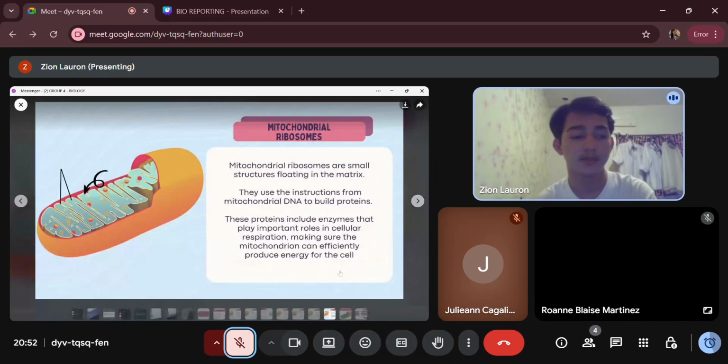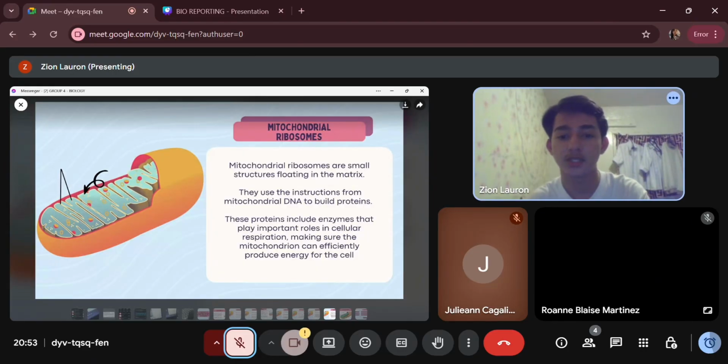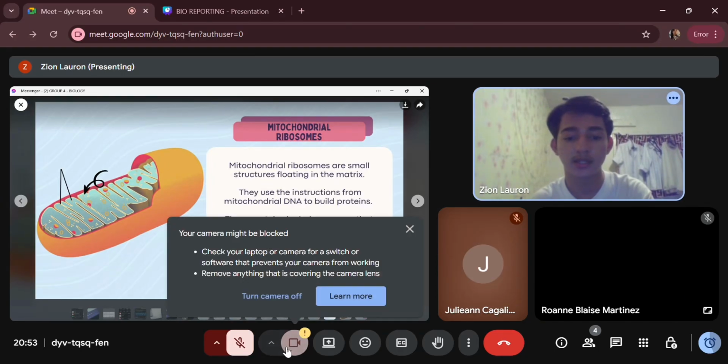Mitochondrial ribosomes are small structures floating in the matrix. They use the instructions from mitochondrial DNA to build proteins. These proteins include enzymes that play important roles in cellular respiration, making sure that the mitochondrion can efficiently produce energy for the cell.